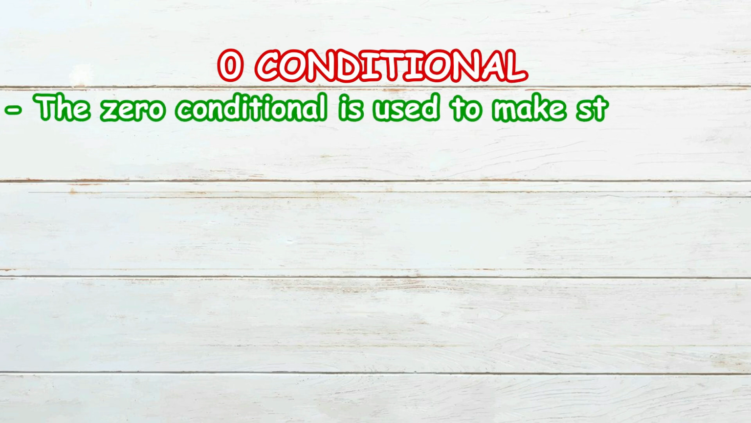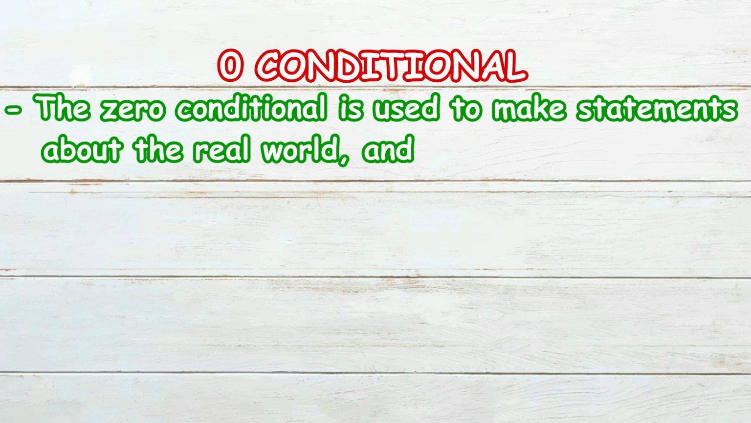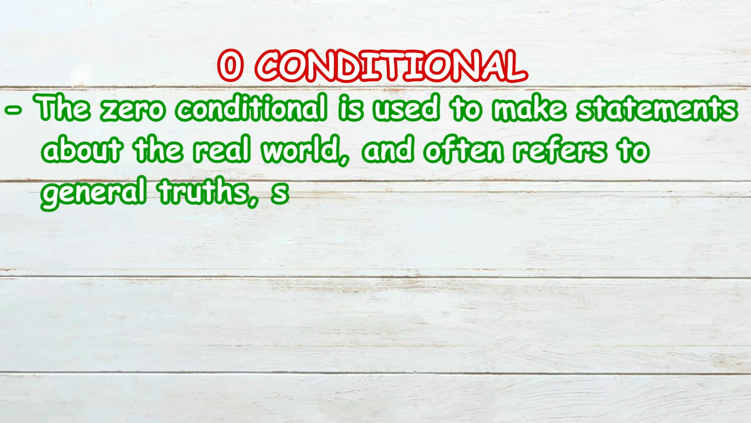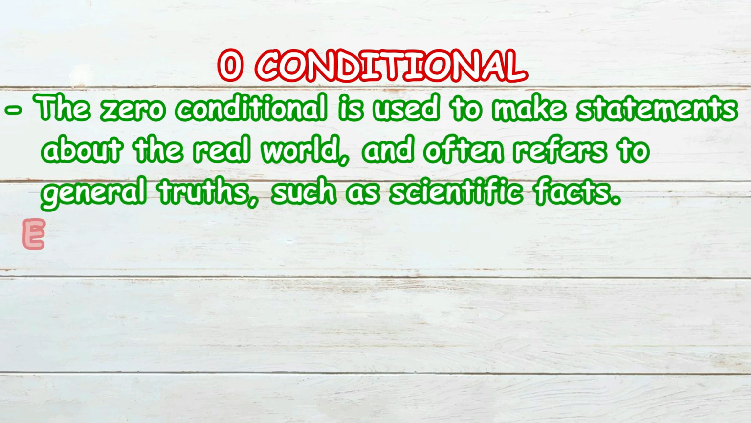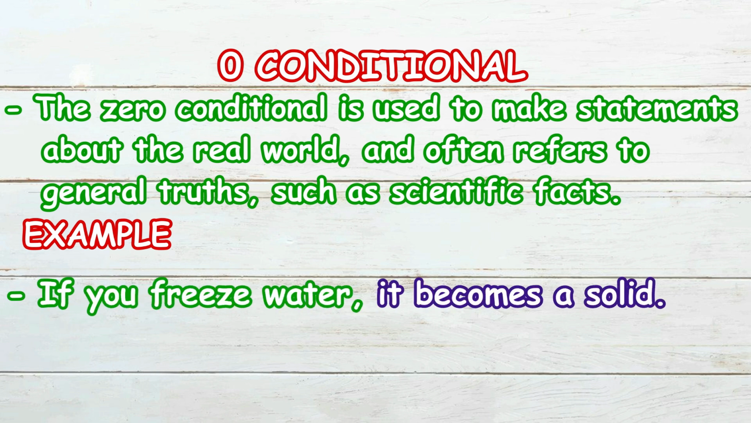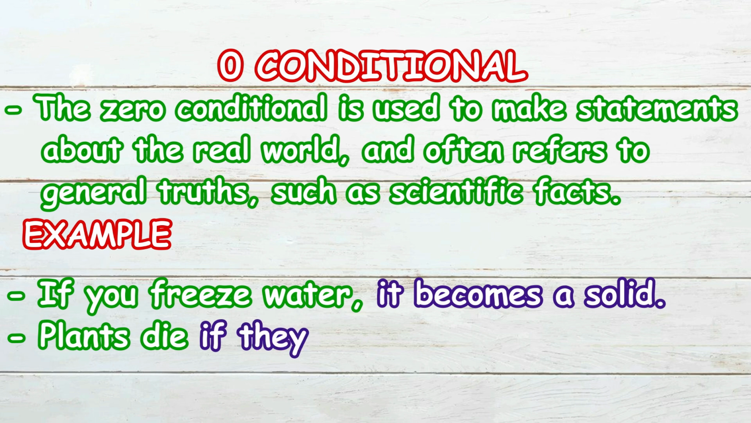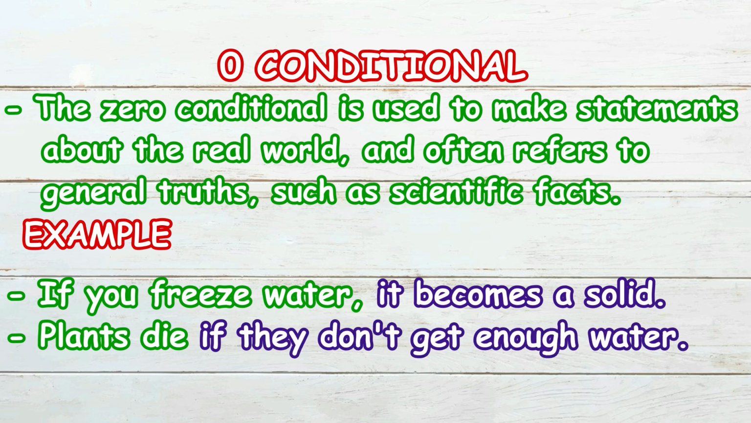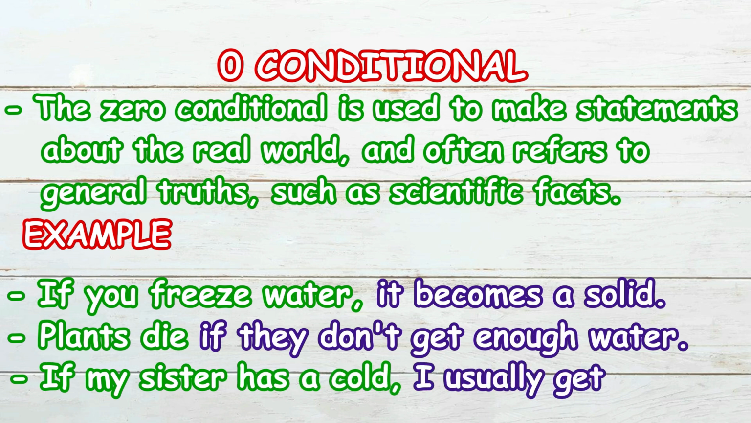The zero conditional is used to make statements about the real world and often refers to general truths such as scientific facts. For example, if you freeze water, it becomes a solid. Or plants die if they don't get enough water. Or if my sister has a cold, I usually get it.